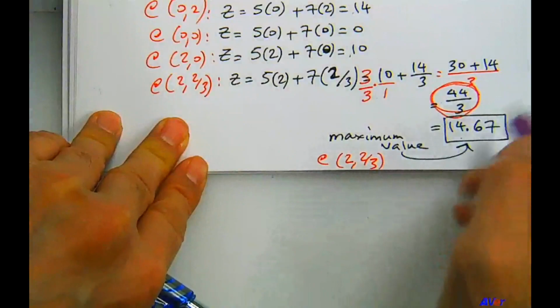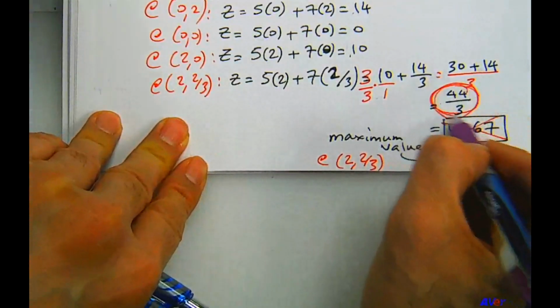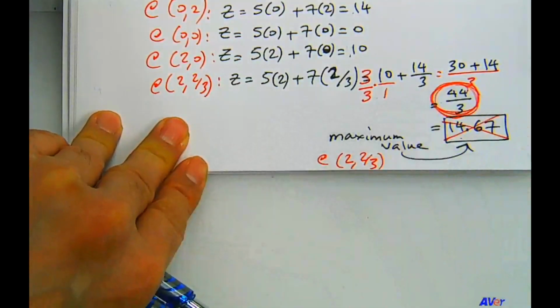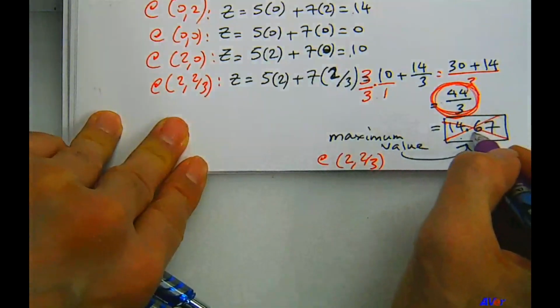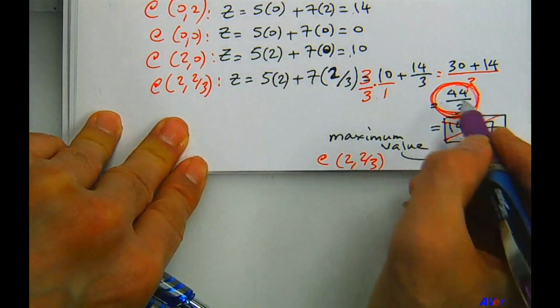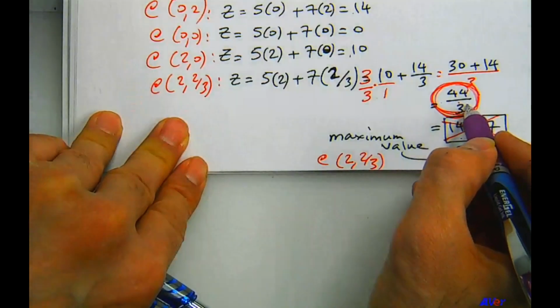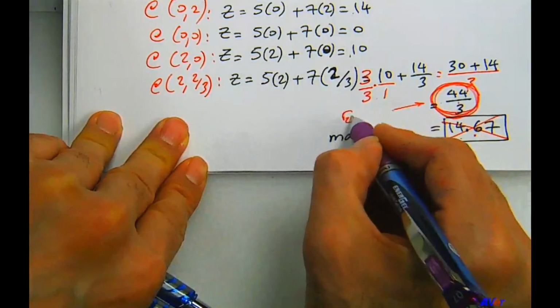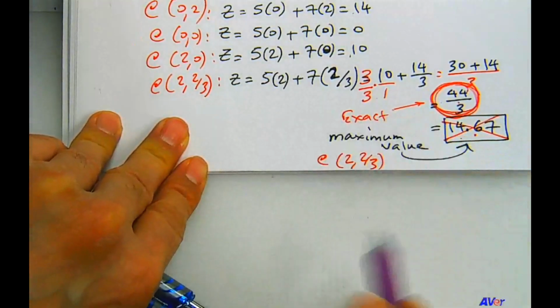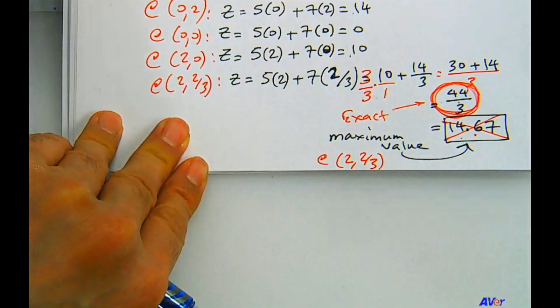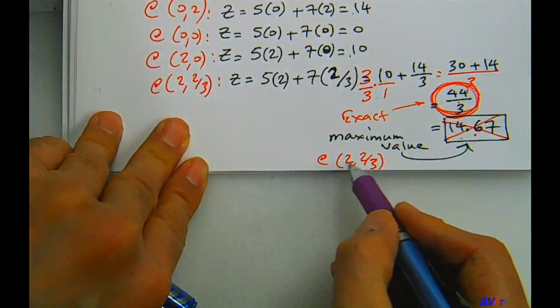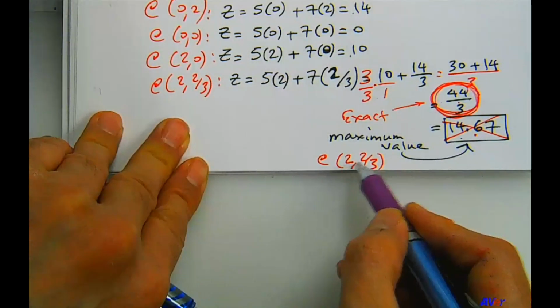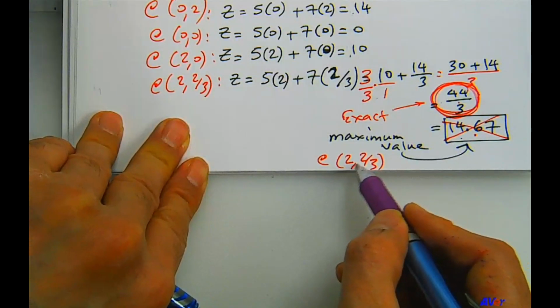That's actually, I'd rather you guys give the answer like that. Okay, because this one is not exact. That's exact. 44 over 3 is exact. So that's an exact answer. And then if they ask you where does it happen, you can just enter this set of coordinates.